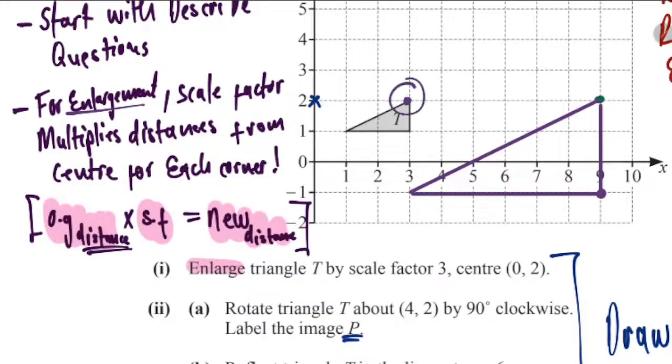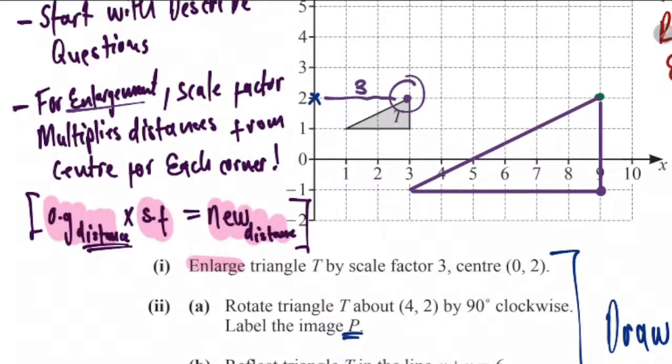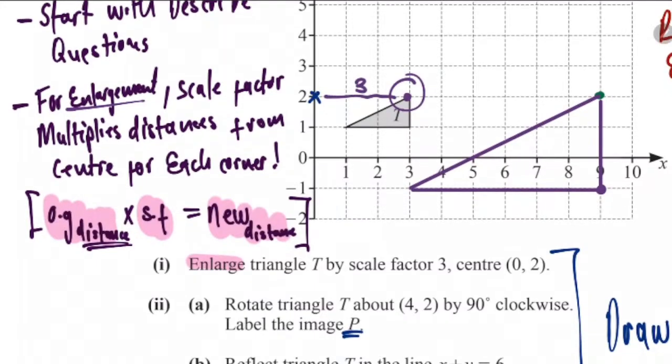So take a point, find its distance from the center. So you start at the center, you move until you get to that point. You see here it's 3. Then that distance is the one you will multiply by the scale factor to get the new point. If you forget that part, then I don't know what you want to remember. This is the secret. The steps will save you.